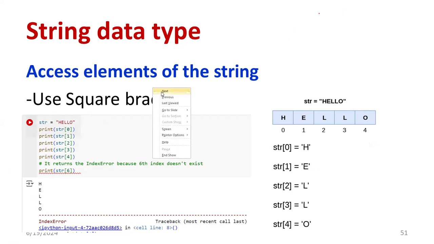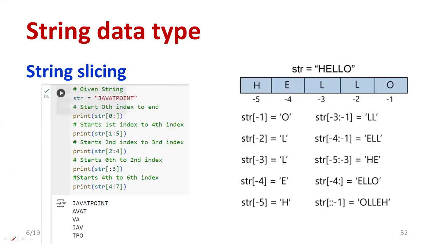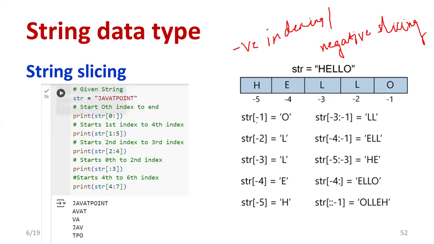Now similarly, we have negative indexing. We are going to become familiar with negative indexing, so kindly make a note of that. Negative indexing, or we can call it negative slicing. How is negative slicing possible? We have the string hello, which is stored in the variable called str. So we can do negative indexing from the last position, right to left.